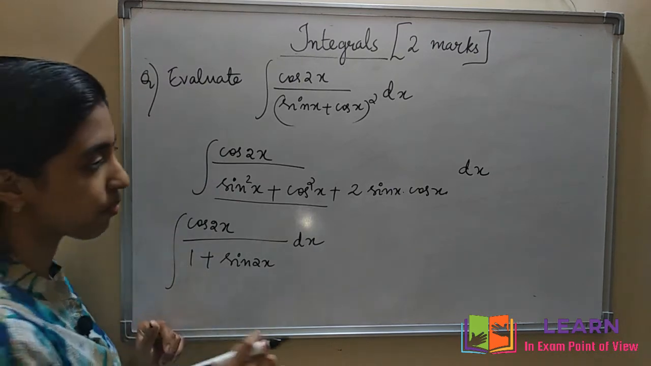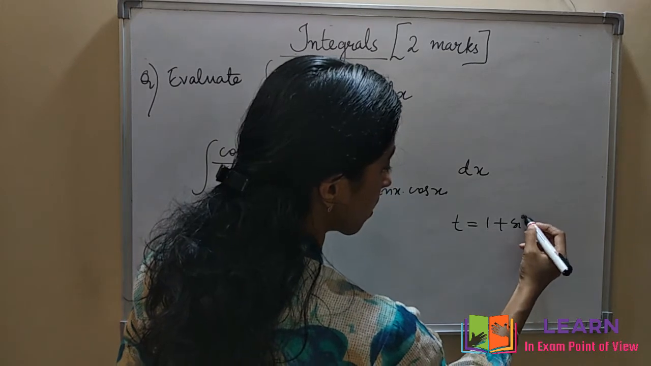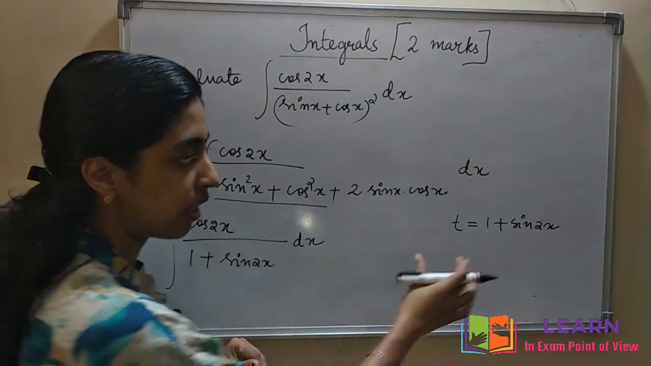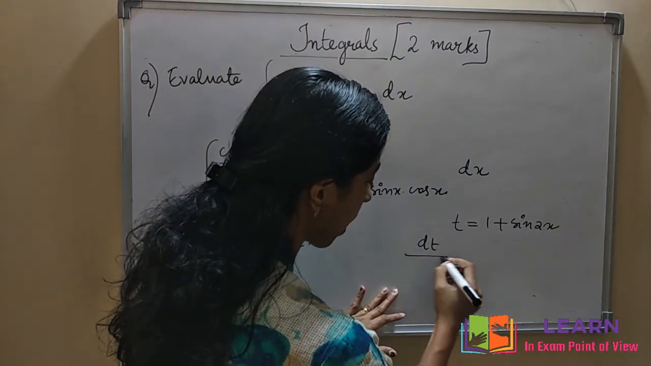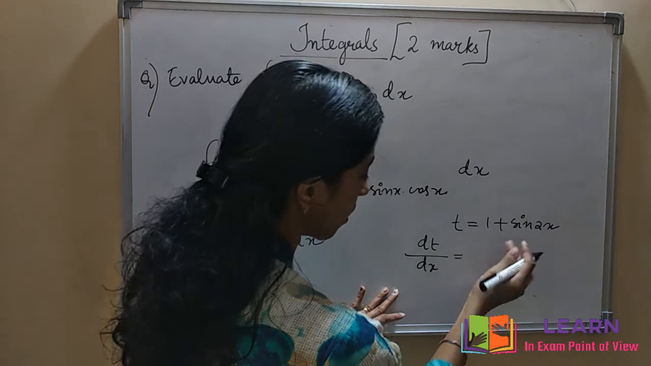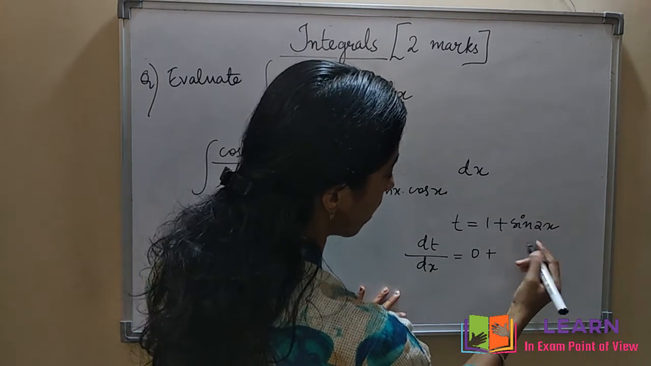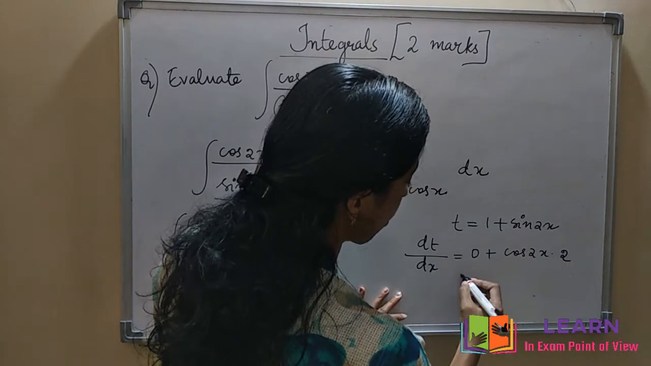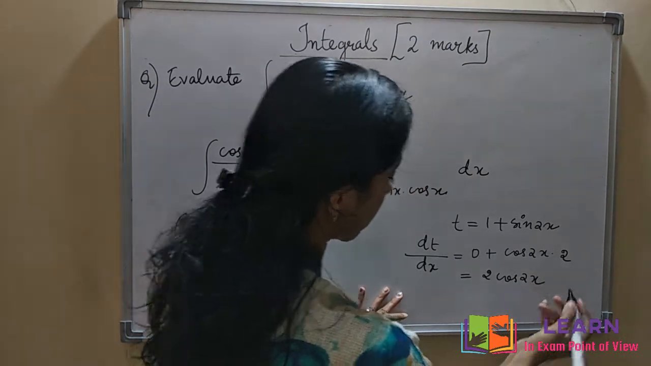So you can substitute the whole term as t. I am going to substitute t as 1 plus sin 2x. Now we are going to differentiate t with respect to x. So dt by dx. Differential of 1 is 0, plus sin 2x gives cos 2x, again for 2x into 2. So what is it? 2 cos 2x.